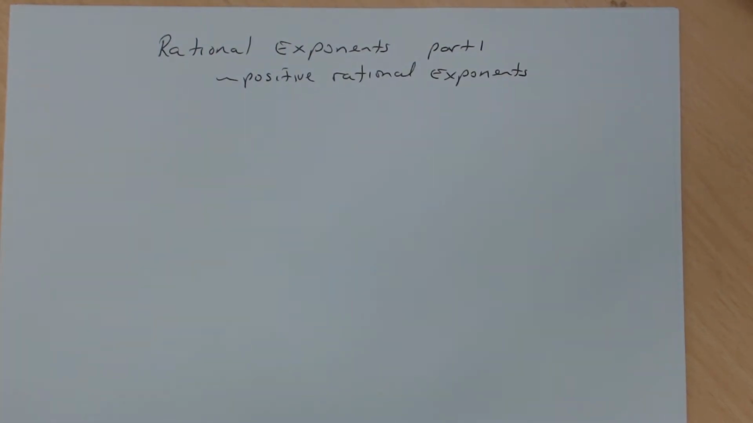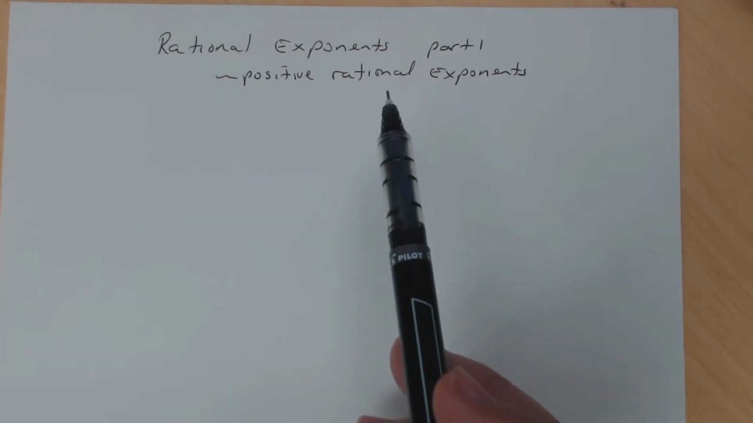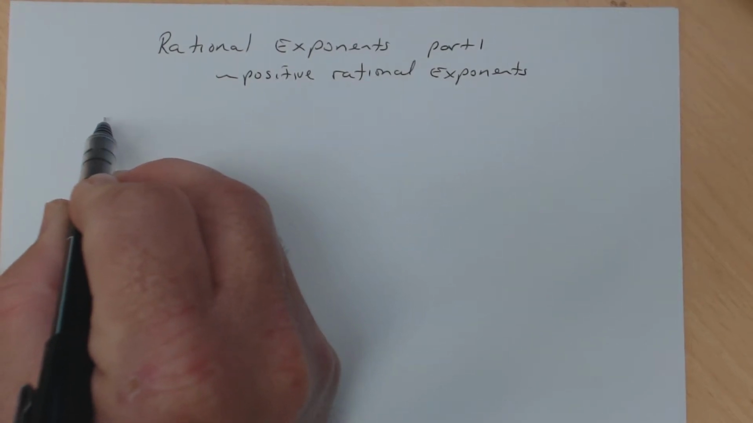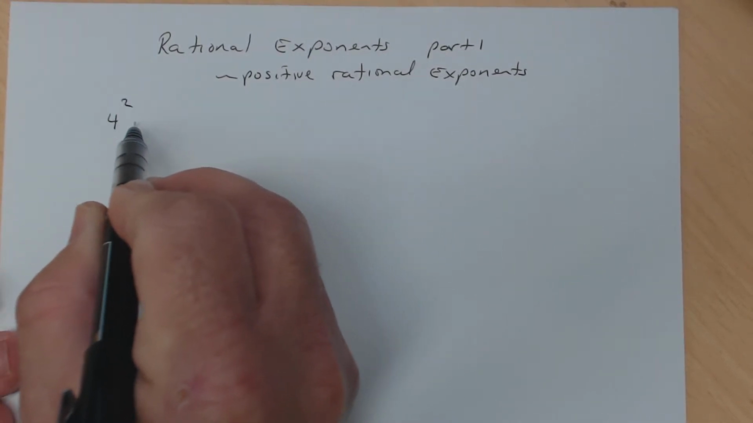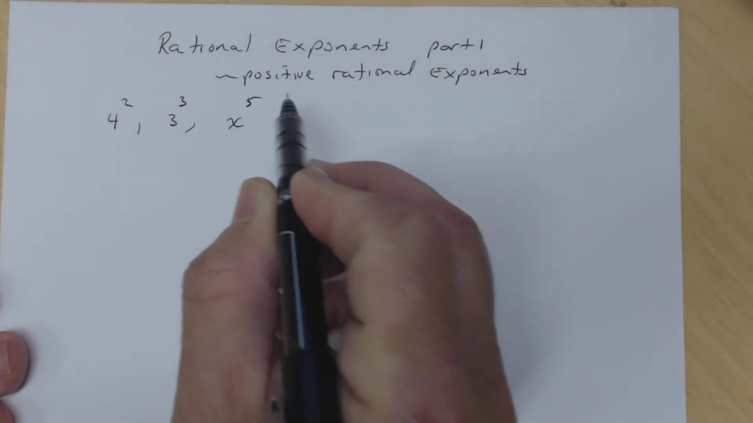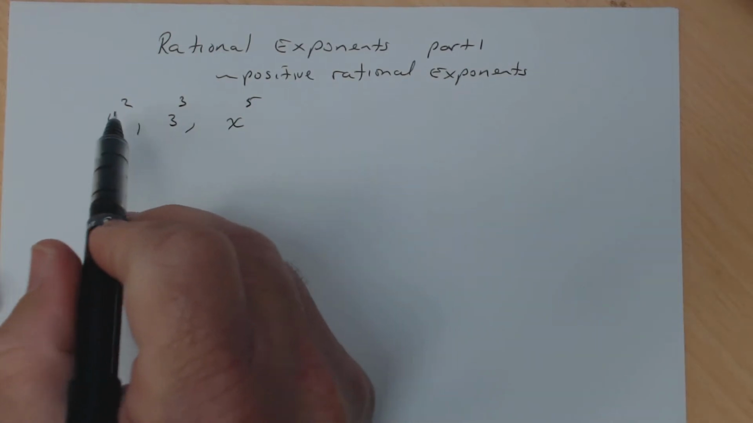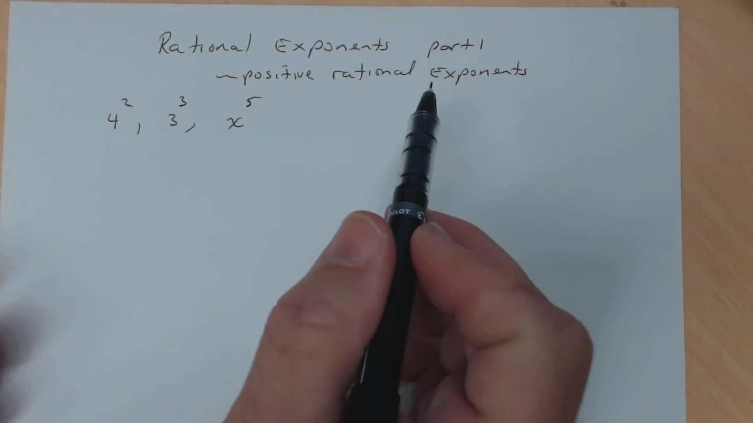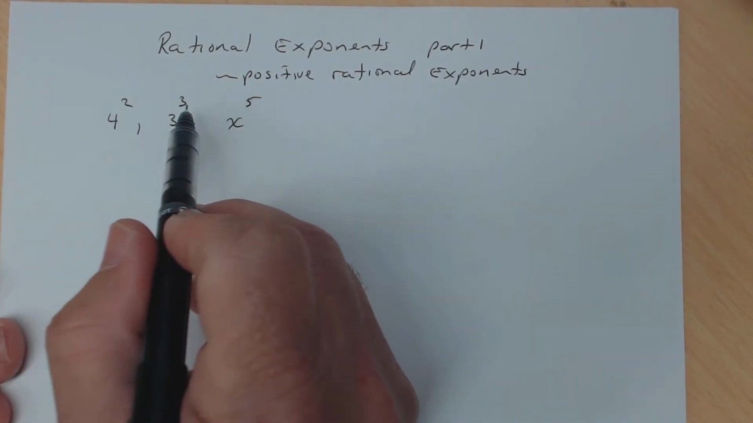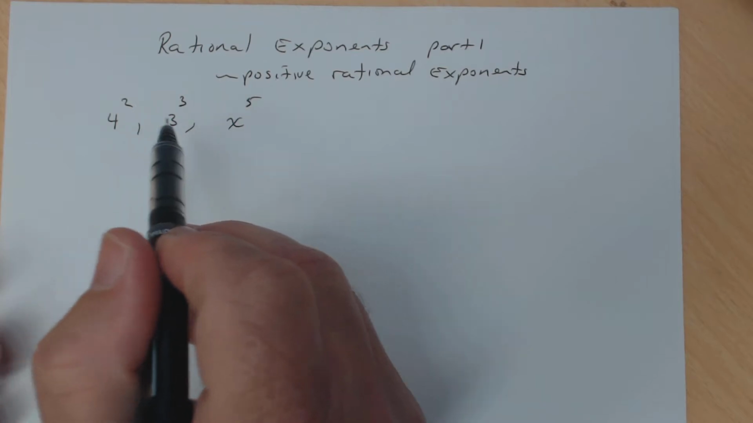Okay, so now in this lesson on rational exponents, part one, we're going to simplify rational expressions in which the exponents are positive rational exponents. Now, in a previous lesson, you learned about these expressions: 4 squared, 3 cubed, x to the fifth power, and so on. Notice that these exponents are whole numbers, 2, 3, 5, so they're positive integers.